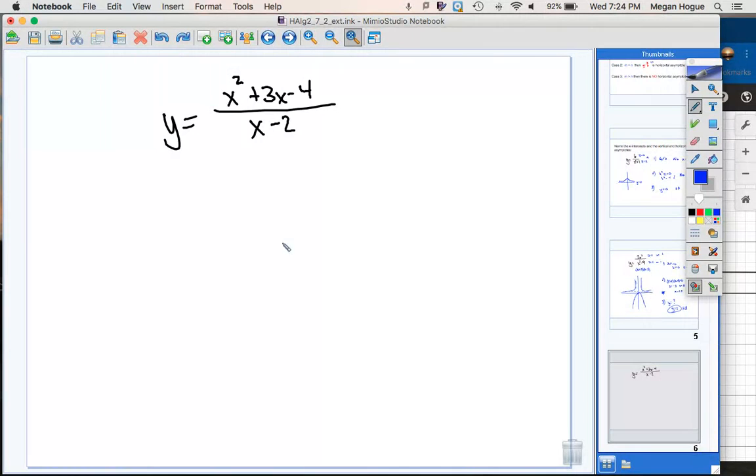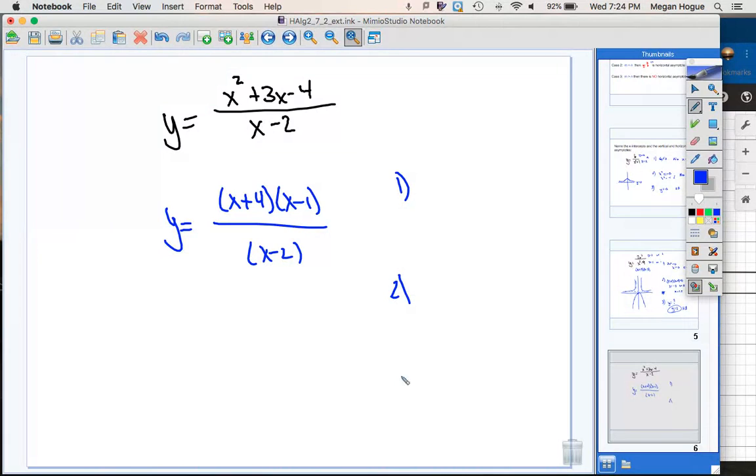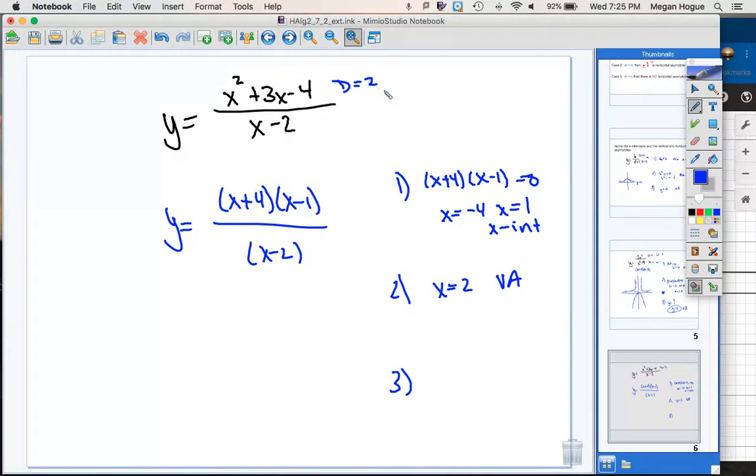Let's try another. All right, so maybe pause and try this one on your own. This is one we're going to want to factor. I didn't leave myself enough room up there. So it's going to be x plus 4, x minus 1, then x minus 2 on the bottom. So see if you can get those 3 things on your own. Whoops, it's not x minus 4. X plus 4, x minus 1 equals 0. So x equals negative 4, x equals 1. Those are my x-intercepts. This is going to be x equals 2. That's my vertical asymptote.